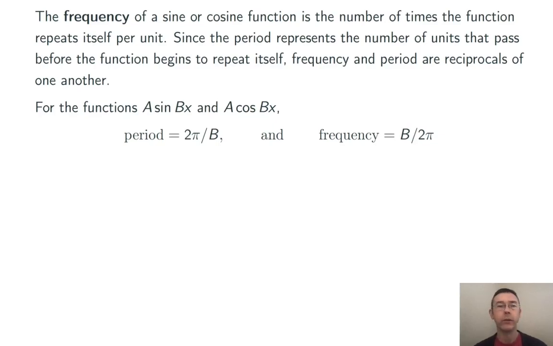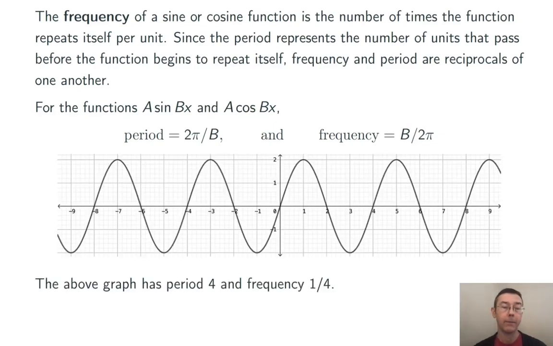The frequency of a sine or cosine function is the number of times the function repeats itself per unit. Since period is the number of units that pass before the function begins to repeat itself, frequency and period are reciprocals of one another. So if period is 2 pi over b, then frequency is b over 2 pi. So, for example, in this graph, we can see that we have a period of 4, and therefore a frequency of 1/4. While we're at it, let's notice that the amplitude here is 2.